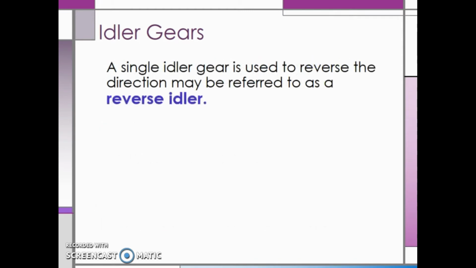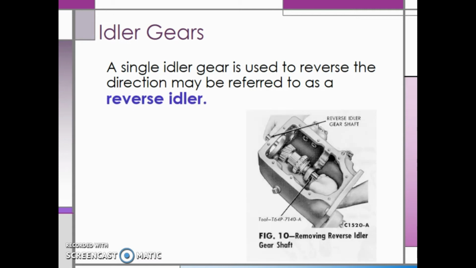A single idler gear that is used to reverse the direction is called the reverse idler. Manual transmission engages the reverse gear by inserting a reverse idler gear between two gears.